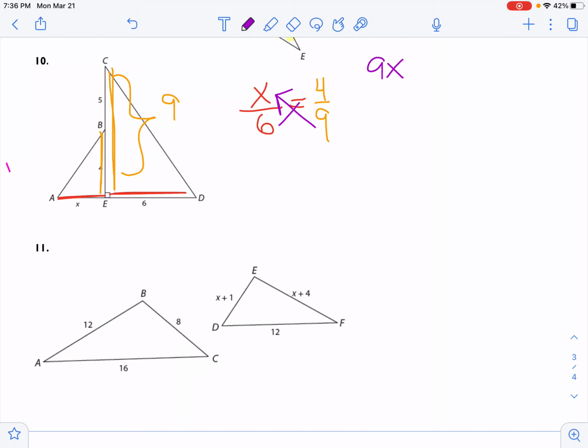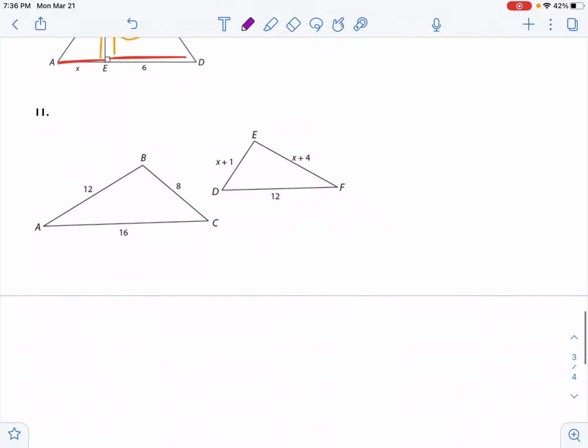9x. 6 times 4 is 24. Divide both sides by 9. And x equals 2.66666, or 2.67.